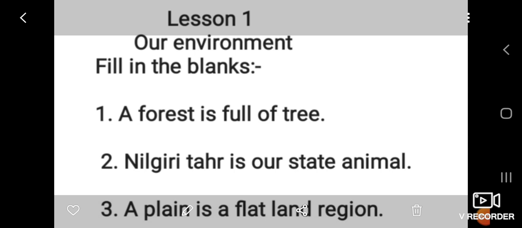Fill in the blanks. F-I-L-L, fill, I-N, in, T-H-E, the, B-L-A-N-K-S, blanks. Lesson 1, our environment, fill in the blanks. Have you written?